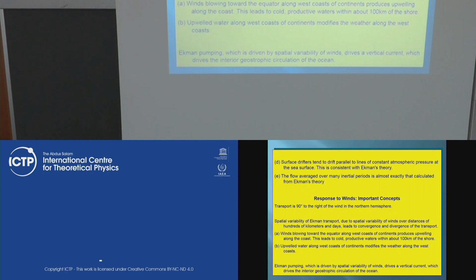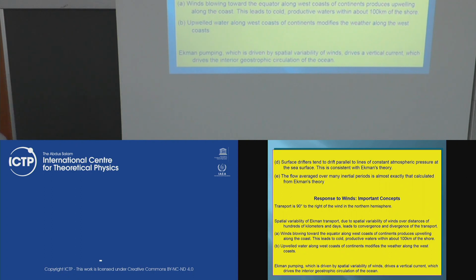Surface drifters tend to drift parallel to lines of constant atmospheric pressure at the surface. This is consistent with Ekman theory. The flow averaged over many inertial periods is almost exactly that calculated from Ekman's theory. Okay, let's see first this: surface drifters tend to drift parallel to lines of constant atmospheric pressure.